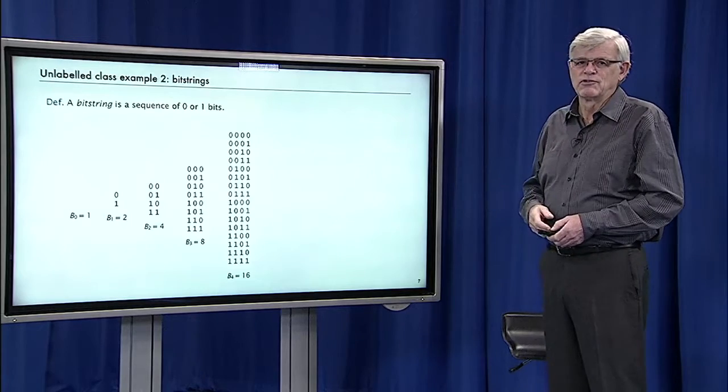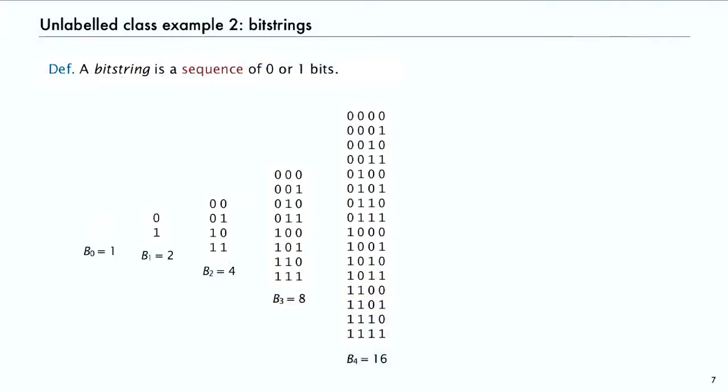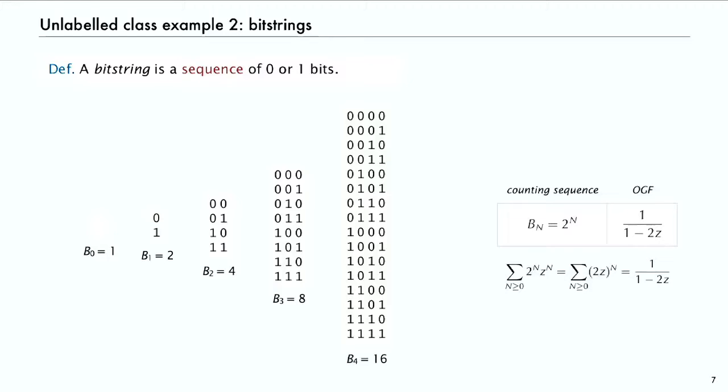Here's something that we study all the time in computer science, a bit string. A bit string is a sequence of 0 or 1 bits, and that's very familiar, just defining this familiar class to get used to our notation and conventions. How many bit strings are there of length n? Well, there's 2 to the n. So what's the OGF? It's the sum of 2 to the n z to the n, which is (2z) to the n, or 1 over 1 minus 2z. So that's another example of a combinatorial class.